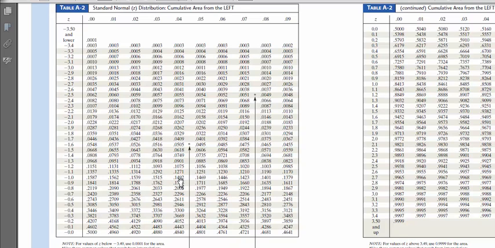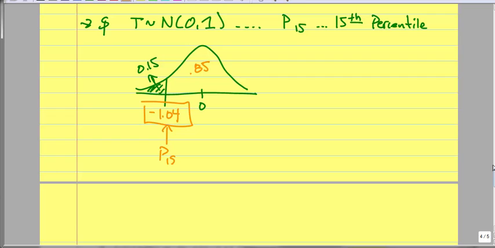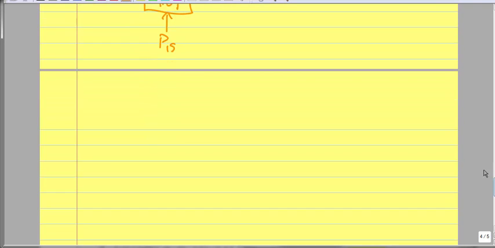0.1492 is 0.008 away. 0.1515 is 0.0015 away. So this one's closer. So this is negative 1.04. So this means I'm negative 1.04 standard deviations away from the mean. I'm 1.04 standard deviations below the mean. That's another way to look at that. So again, a good picture and coming up with this idea of if I'm above 0 or below 0 is going to be really important. Another key factor in solving a lot of these problems is to remember the total area underneath the curve is 1.